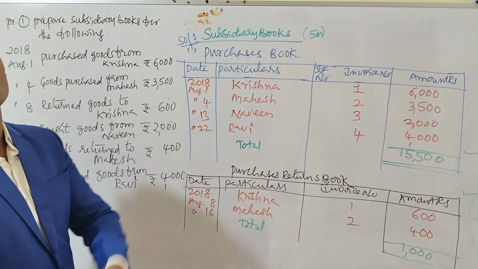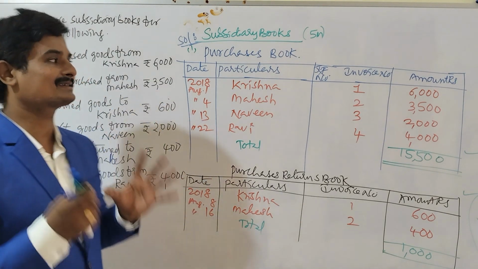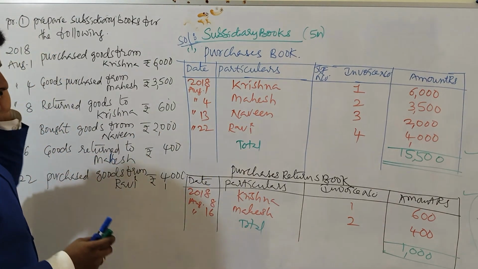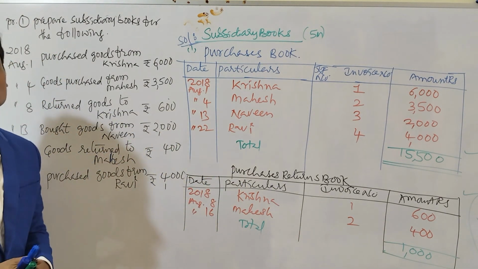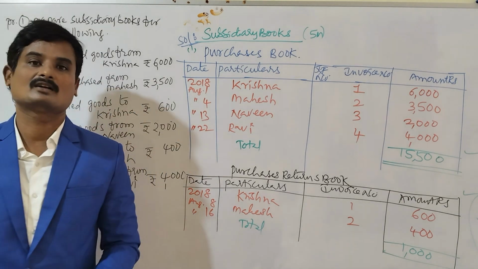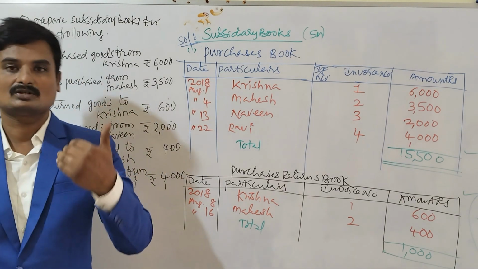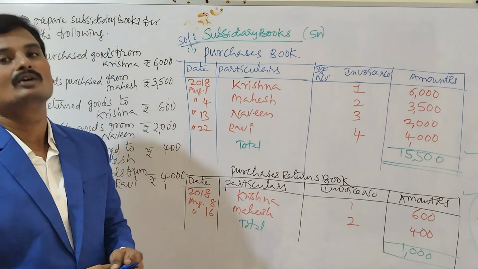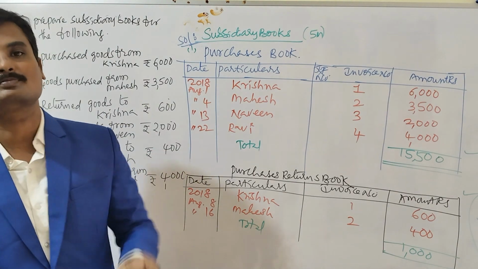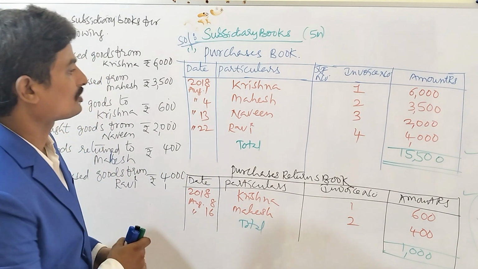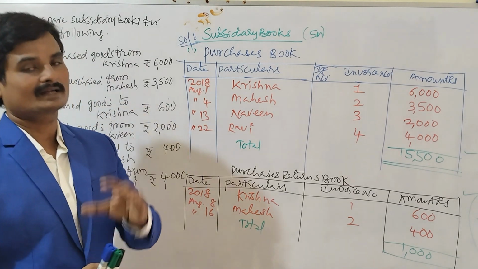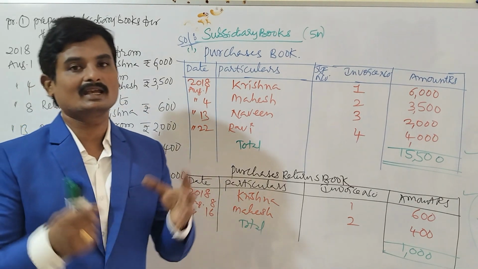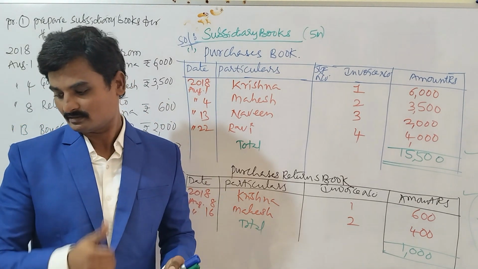Okay, so no need to follow any principles, just observe the transactions, read out the transactions two times. Check whether there is a purchase of an asset, or a purchase with a discount, or a cash purchase. So concentrate and practice these problems with ease. Okay, right.